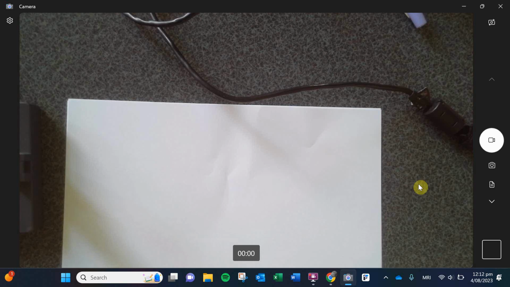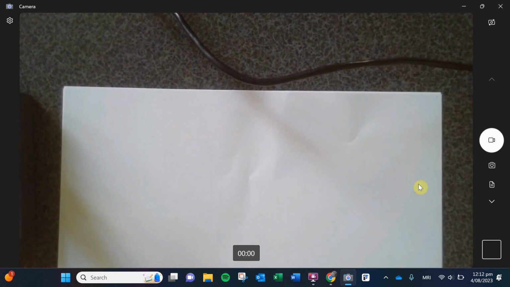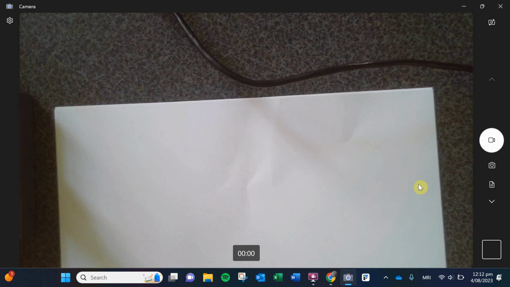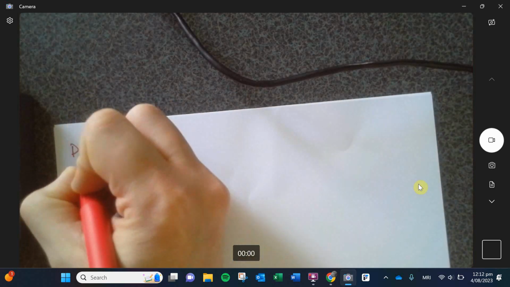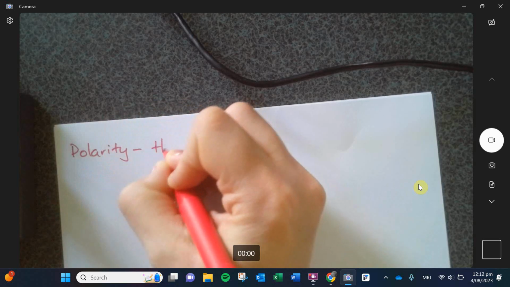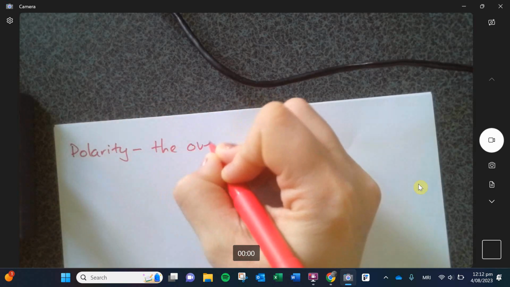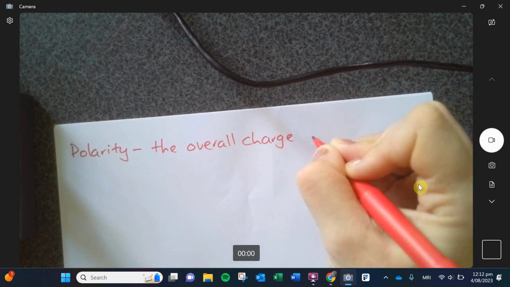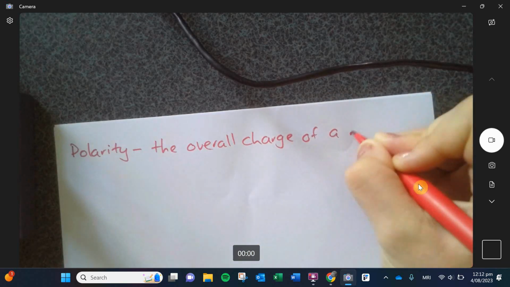Okay. Ready? Notes. So what we are talking about today is polarity. When we are discussing what polarity is, we are talking about the overall charge of a molecule. Polarity: the overall charge of a molecule.